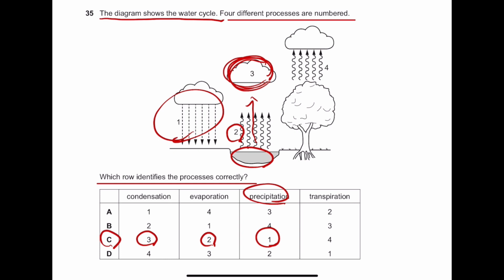And transpiration is happening as well here. Transpiration is the loss of water vapor from the leaves of the plant through stomata. So the water vapor is coming out of the leaves and becomes clouds as well. So C is the correct answer for this question.